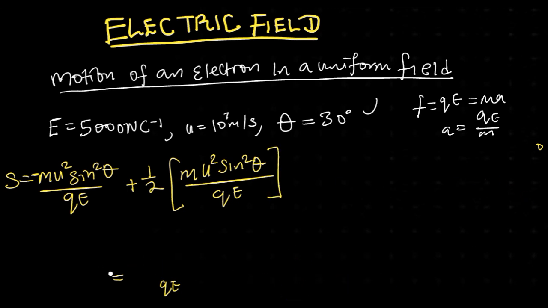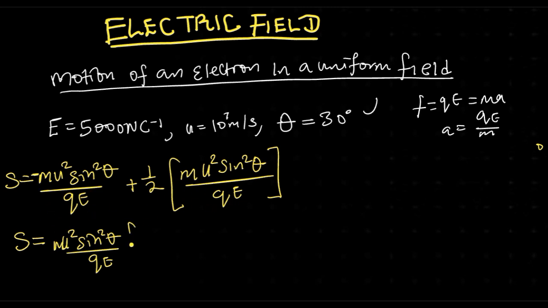So this is our final value. We can just substitute here and I'll have an answer. But if you'd like to simplify further, S is equal to... what is common here? u squared sine squared theta over qE. So we factor it out. That becomes u squared sine squared theta over qE, right? Yes.